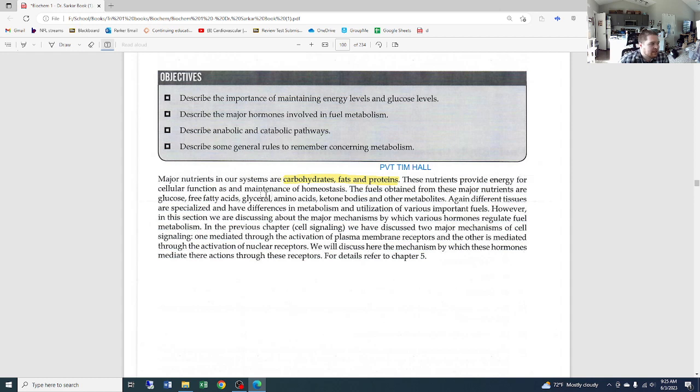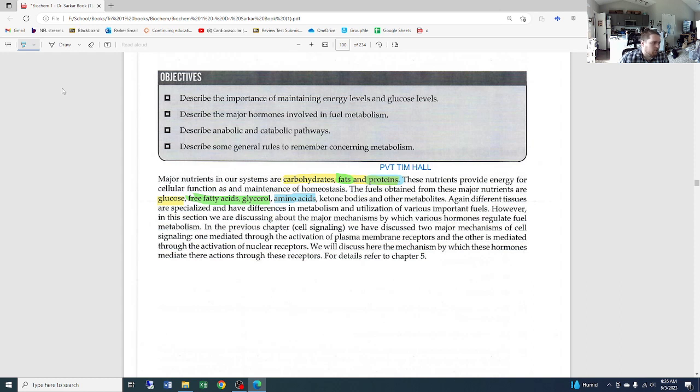Okay, these nutrients provide energy for cellular function, as well as the maintenance of homeostasis. The fuels obtained from these major nutrients are glucose, free fatty acids, glycerol, amino acids, ketone bodies, and other metabolites. Breaking this down a little bit: glucose is from carbohydrates. The free fatty acids and glycerol come from our fats. Our amino acids are primarily from proteins. Ketone bodies are kind of their own thing. If I remember correctly, they primarily come from fat.